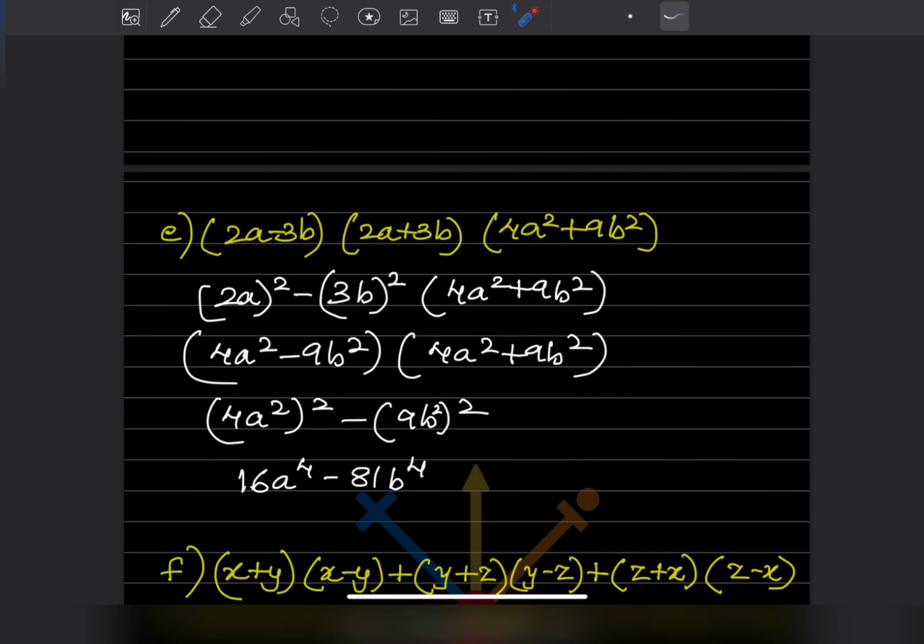So now what you can see, these both are same. So again we are going to use the same identity, a minus b and a plus b, that will be a square minus b square. So this is a square means square of this one, and b square means square of this one. So again what will you do here? 16 a raised to 4, and 9 square will be 9 into 9, that will be 81 b raised to 4. So this is the answer.